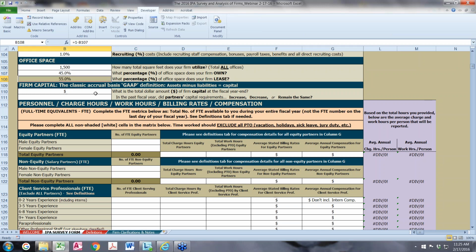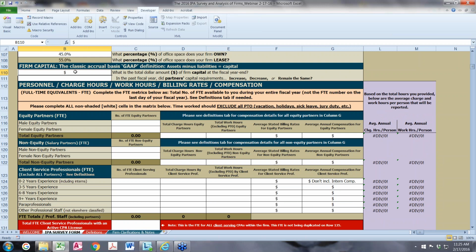Starting in row 109, firm capital. This is the classic accrual basis GAAP definition. Assets minus liabilities equal capital. This is the equity partner's equity in the firm, partner's capital in a partnership, and members' capital in an LLC. Please exclude any liabilities for retirement obligations and any funded retirement assets.